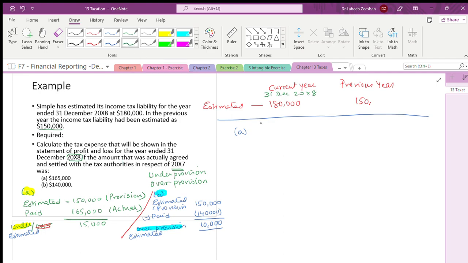When we want to make a statement, the profit and loss account extract, we have to start with the current year end. Current year end estimate, how much? See, make sure: 31 December 2008. How much is there? 180,000.